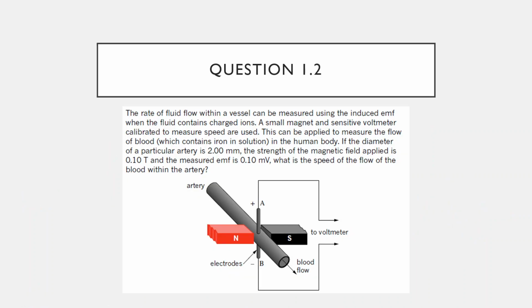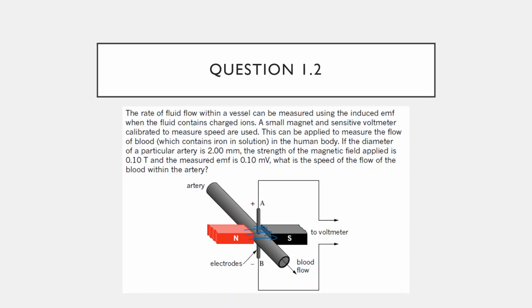So the rate of fluid flow within a vessel can be measured using the induced EMF when the fluid contains charged ions. So what's going on basically is there are ions traveling through this pipe, and because ions are charged particles, they're going to be moving through this region here where there is a magnetic field. Okay, and the magnetic field would be pointing from north to south, like that.